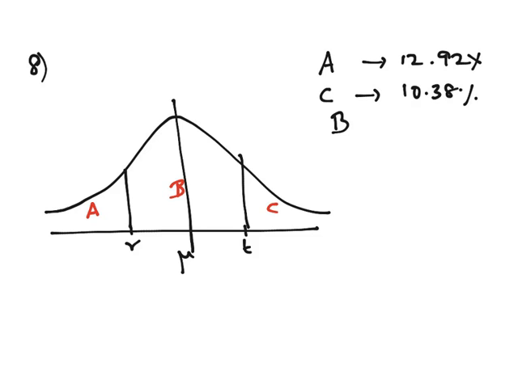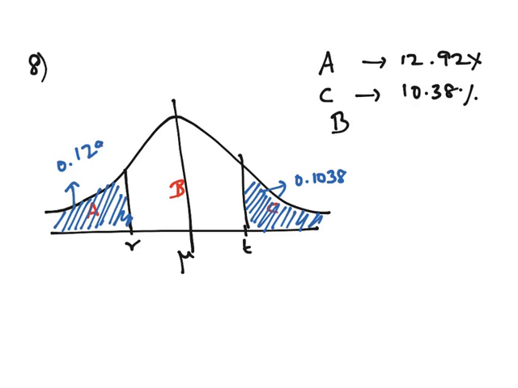It is mentioned that the tallest, 10.38 percent, are in category C. That means this area, students, is nothing but 0.1038, and the shortest 12.92% is in category A, which means this area is actually 0.1292. Okay, now it's given that mu is 6.84 and standard deviation is 0.25. Now using this information, find the values of R and T.